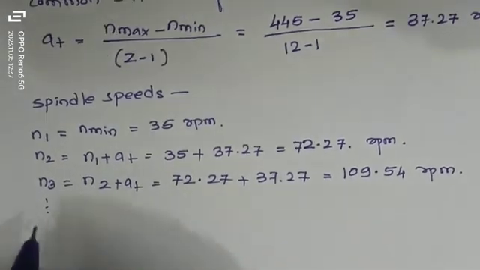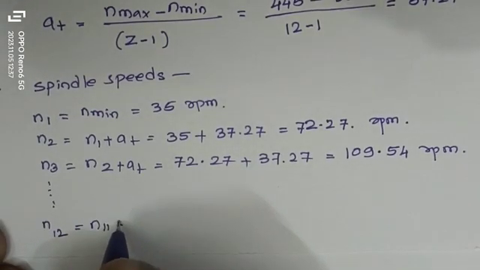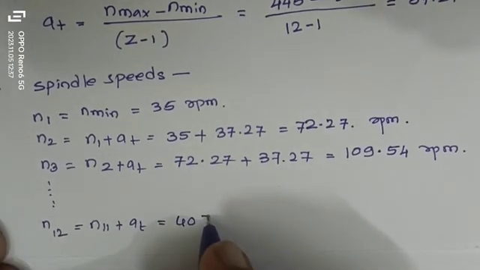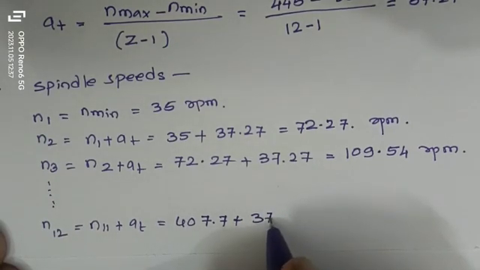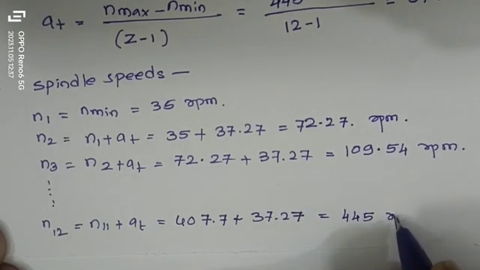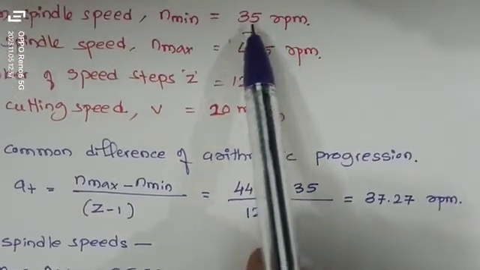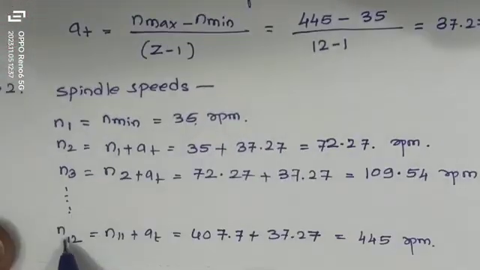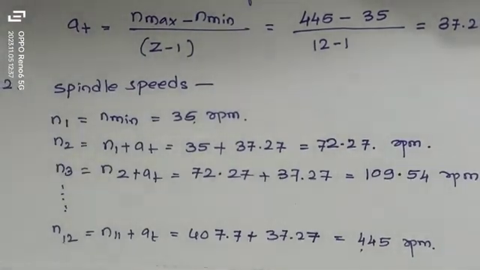So similarly, up to n12, we could say n11 plus 37.27, where n11 is 407.7, you could calculate, and plus 37.27 is equal to 445 rpm. That would be the maximum rpm. This is minimum and this is maximum. So here we started with n1 as minimum and n12 is 445 rpm, right?